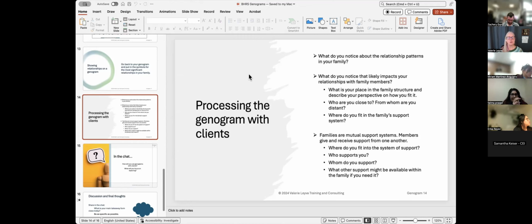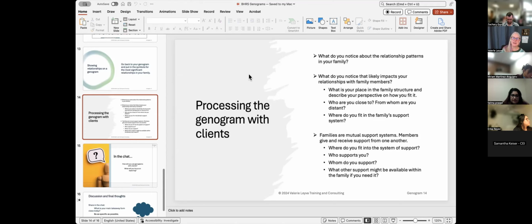My sister and I are strong supports to each other. My partner and I are strong supports. My partner's sister is a strong support to us. So those kinds of things are important to note as well. Where do you fit into the system of support? And interestingly, there's not a lot of symbols for showing support other than close relationships.